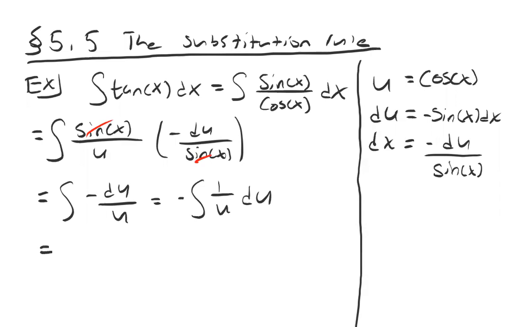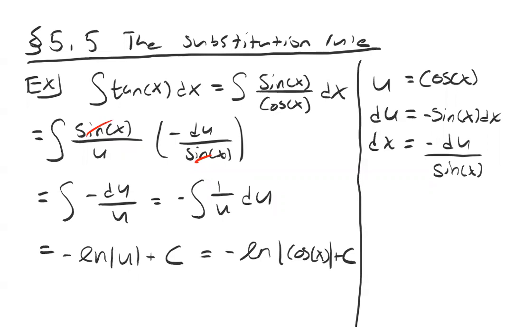So if I look at my chart, or if I ask myself, what do I take the derivative of and get 1 over u? That one is going to be the natural log of the absolute value of u. And then don't forget my integration constant, plus c. Last step, of course, I don't want this in terms of u. I want it in terms of x. So this is minus ln of the absolute value of cosine of x plus a constant.